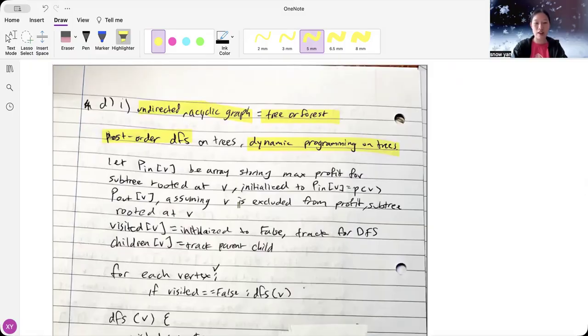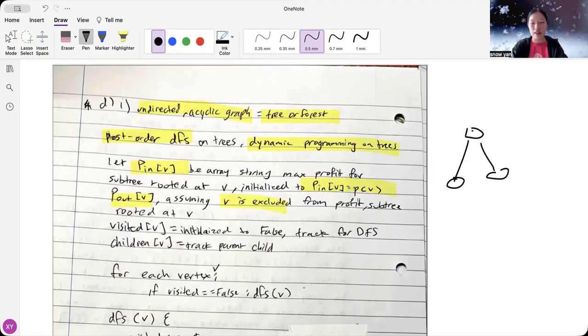And we're going to define some of the arrays that we're going to be working with. We're going to let P_in[v] be the array that stores the maximum profit for the subtree rooted at v, initialized to the profit of v itself. And then we're going to initialize P_out[v] to be the maximum profit assuming v is excluded from that subtree.